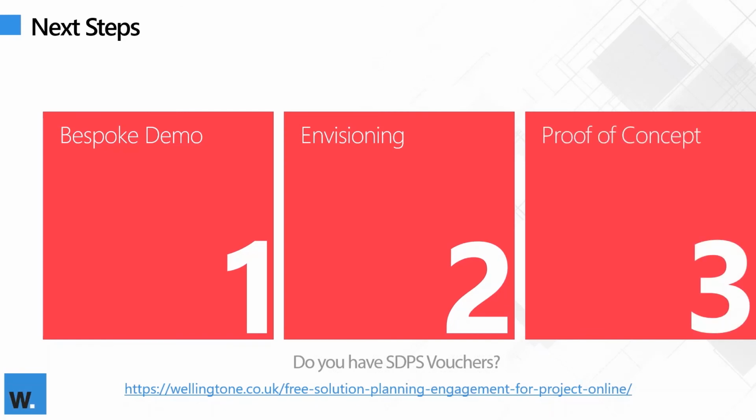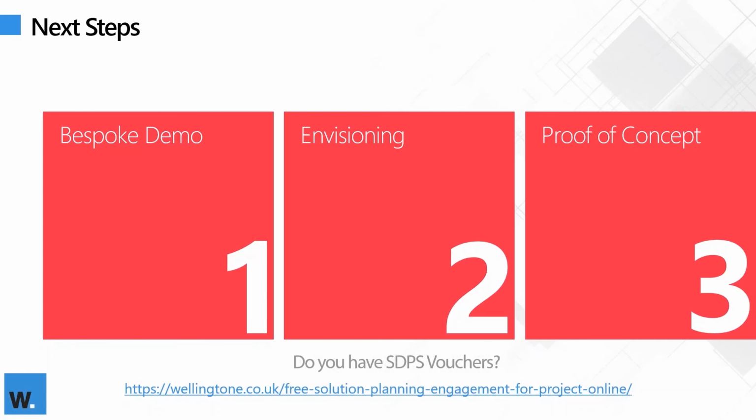And lastly, if you would like to run through and maybe deliver a proof of concept internally to get buy-in for a full-blown implementation, that again is something that we can facilitate, and we can also provide trial licenses around Project for the Web or Project Online in order to help that along.